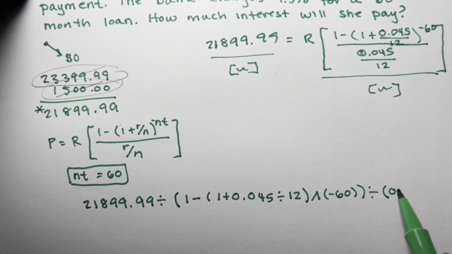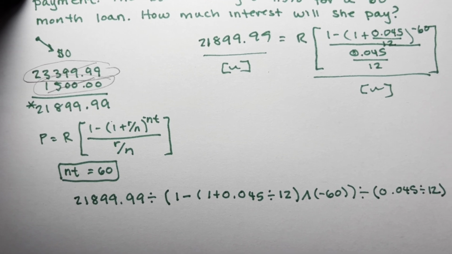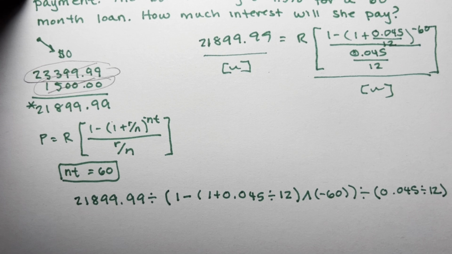So we're going to go 0.045 divide by 12, close parenthesis. That was a lot of stuff going on there. But when you type this into your calculator, you then get a wrong answer and you're like, why? This is such a weird answer. It is not correct. Let me show you.